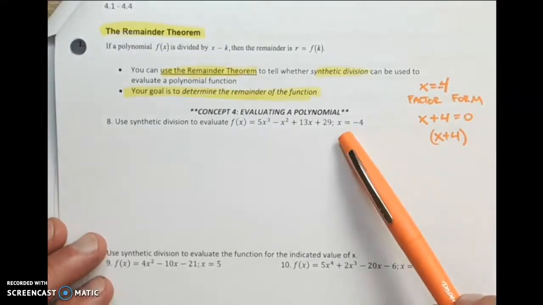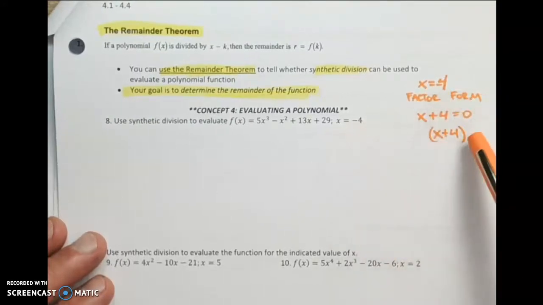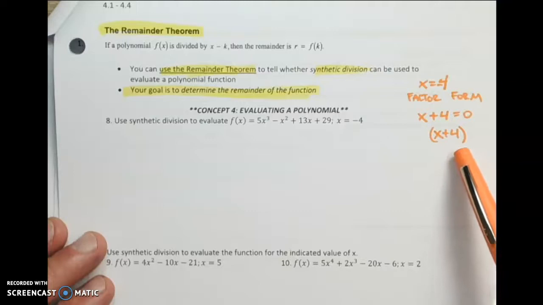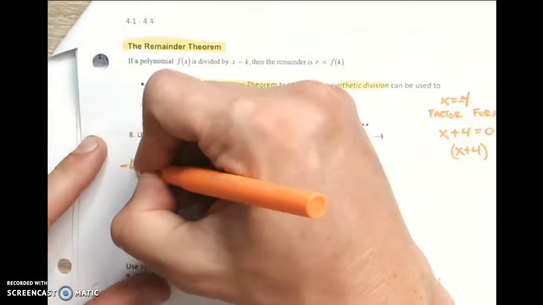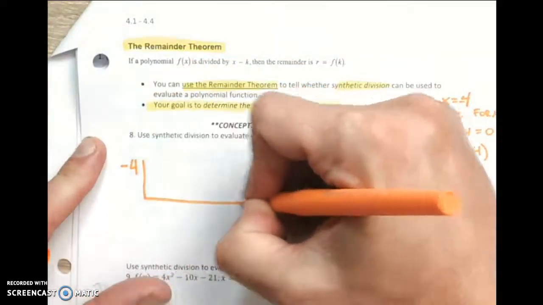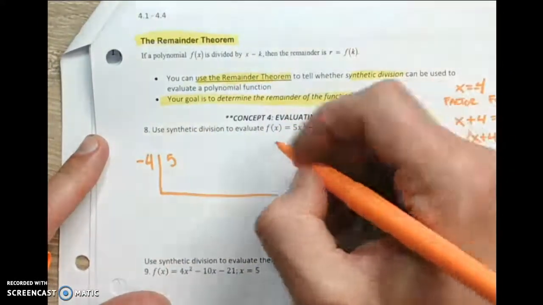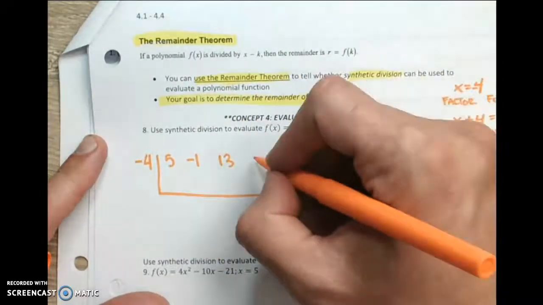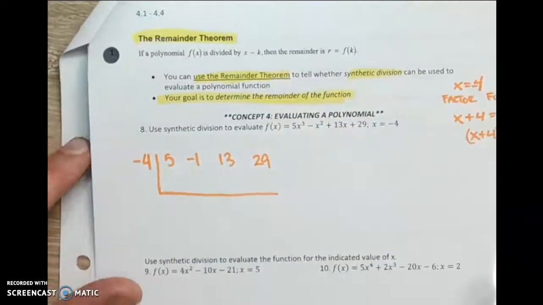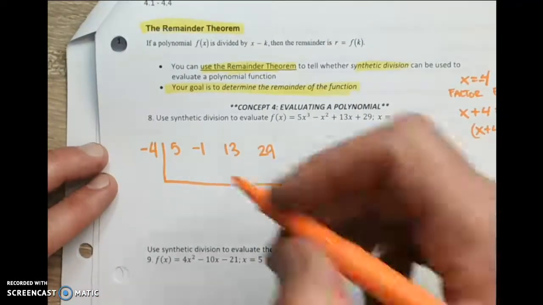Okay, so this is an equal sign. X equals negative 4, which is in this form. Before, when we did the synthetic division, it was in factor form, so you don't need to change it. If x equals negative 4, negative 4 comes out. I'm going to make my L. I'm going to use the coefficients 5, negative 1, 13, 29. Okay, my objective here is just do the synthetic division and find the remainder.